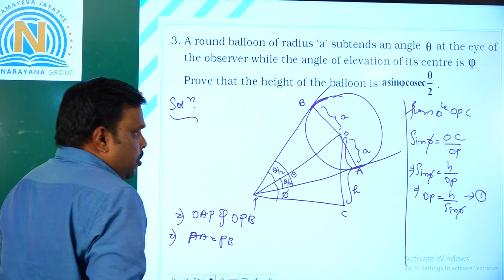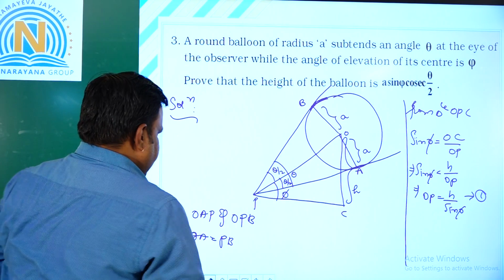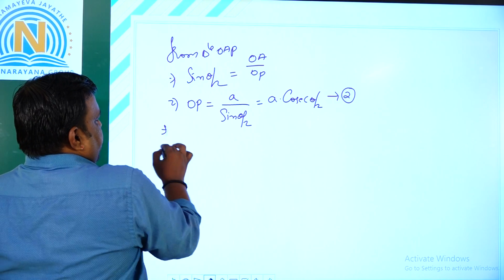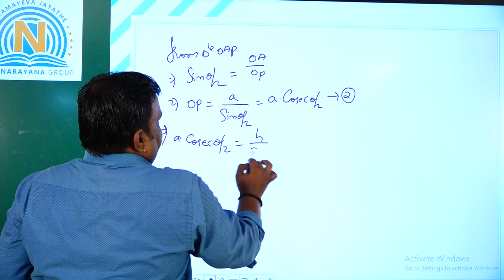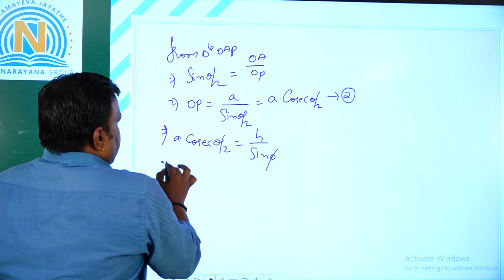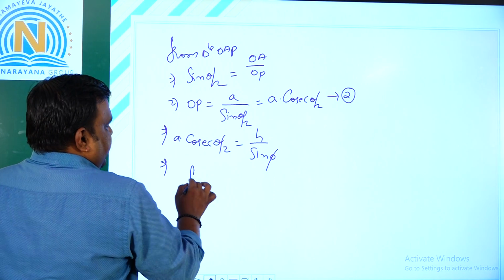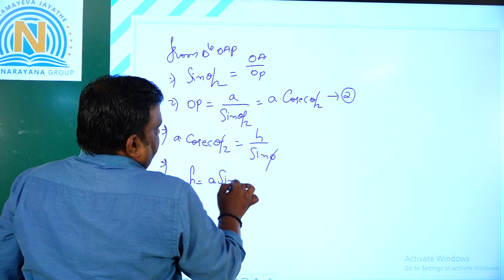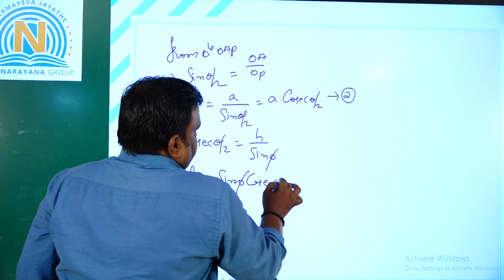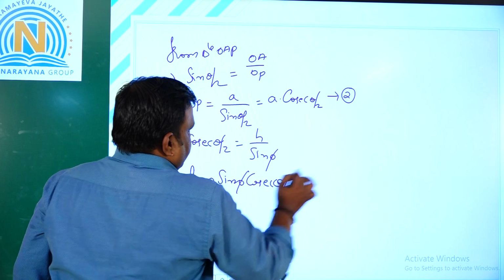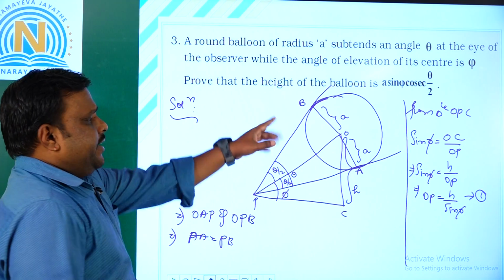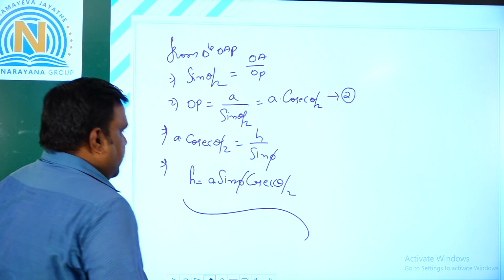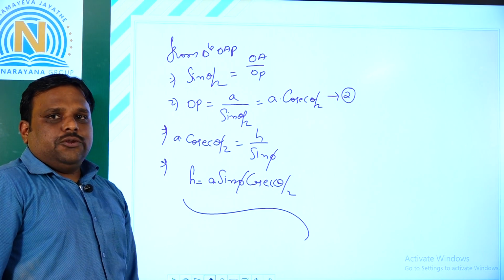Now I will substitute the value of OP in the first equation. So what I get is A cosec theta by 2 is equal to h by sin phi. On sending sin phi to the LHS, h is equal to A sin phi cosec theta by 2. This is the height of the balloon. So therefore the height of the balloon is A sin phi cosec theta by 2. Okay, thank you.